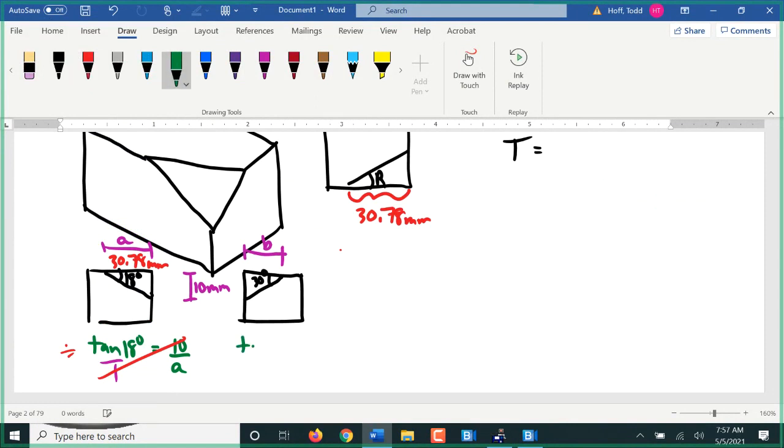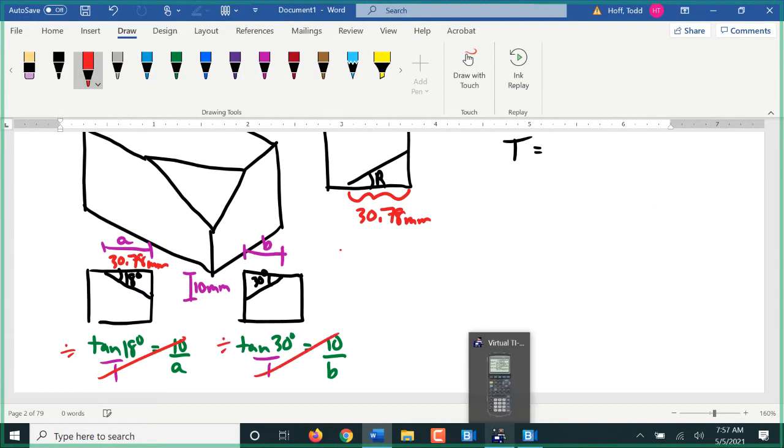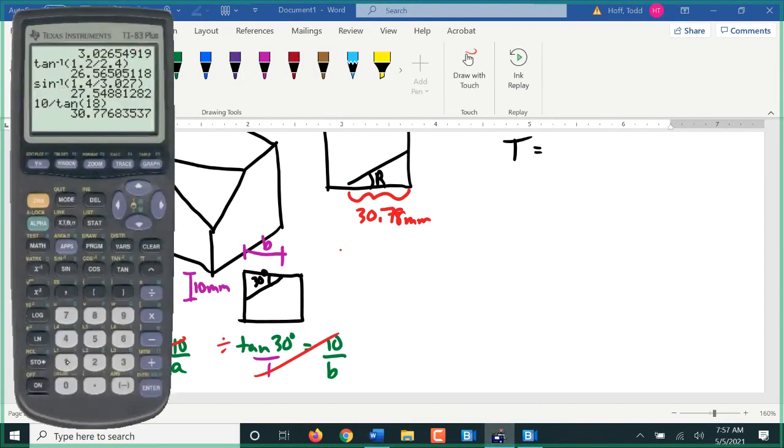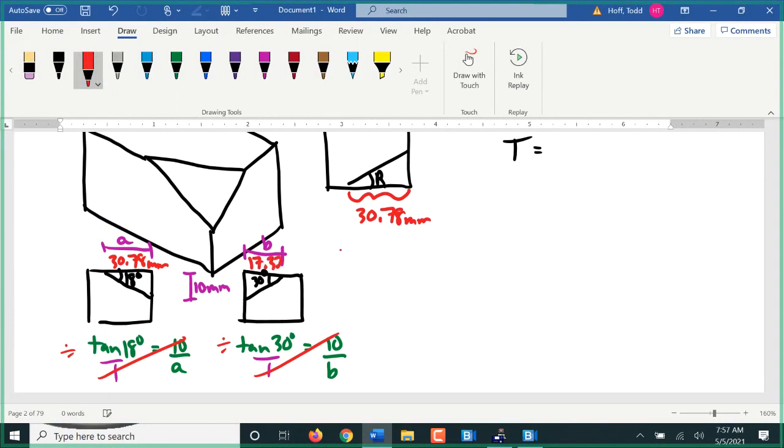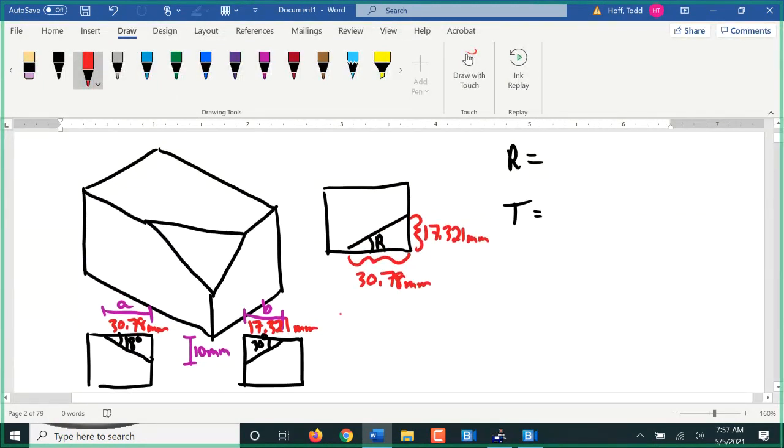For B, tangent of 30 degrees equals 10 over B. We're going to put that over 1, so we can cross multiply and divide. 1 times 10 is 10, divided by the tangent of 30, is 17.32. Now from that triangle, we can find R using what function?